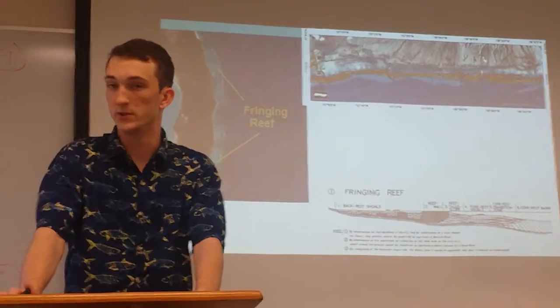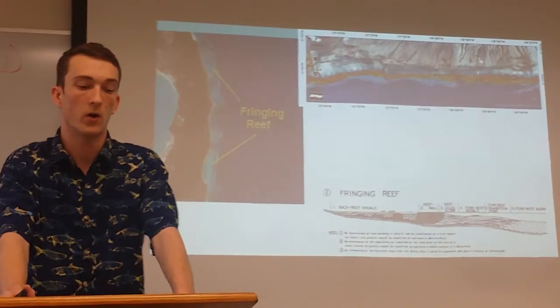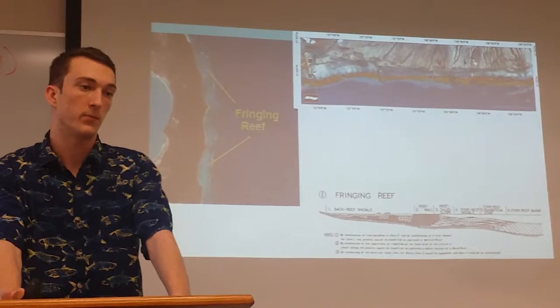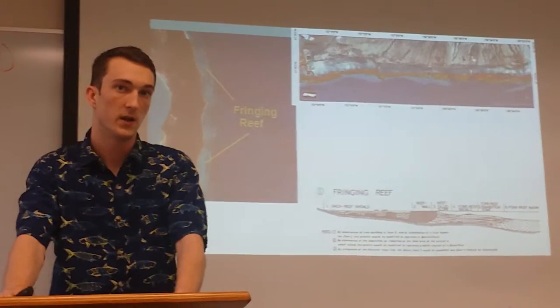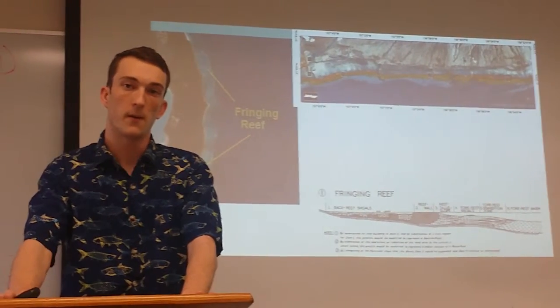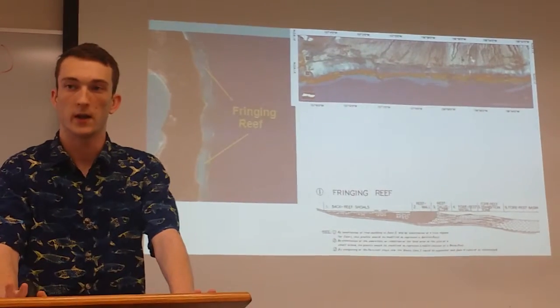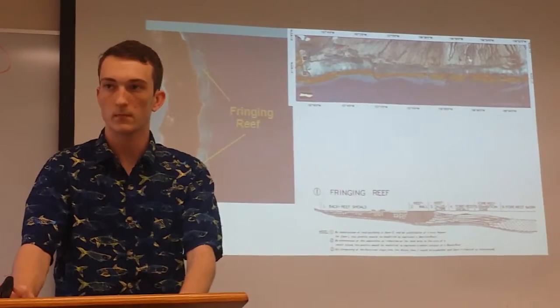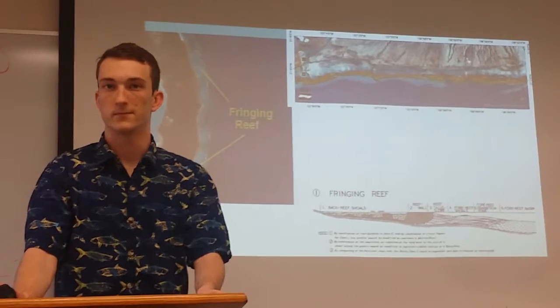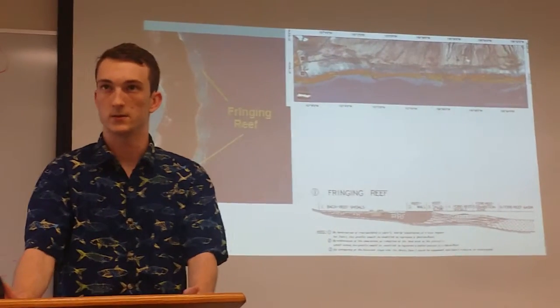The fringing reef is generally made up of hardy corals that can take the beating of the waves and currents, and they're not really pretty yet, but they're really strong, and they take a beating.